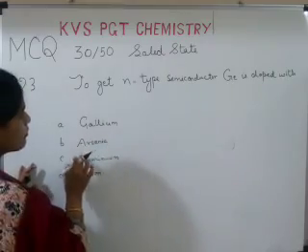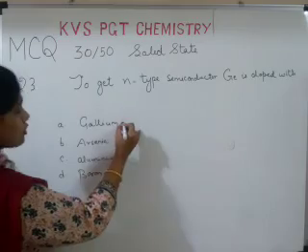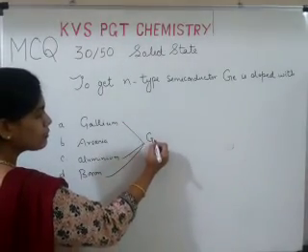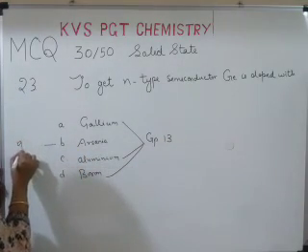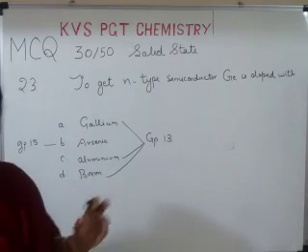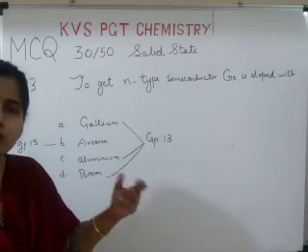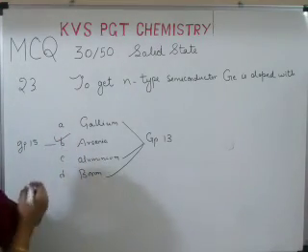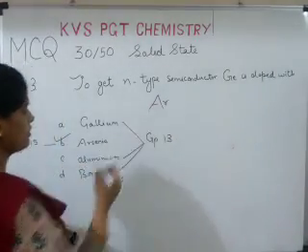See, gallium, arsenic, aluminium and boron. So gallium, aluminium and boron all come in group 13, whereas arsenic is a member of group 15. So what is the correct answer if we want to get N-type semiconductor? Germanium should be doped with a group 15 member. So the correct answer is arsenic, right? Correct answer is arsenic.